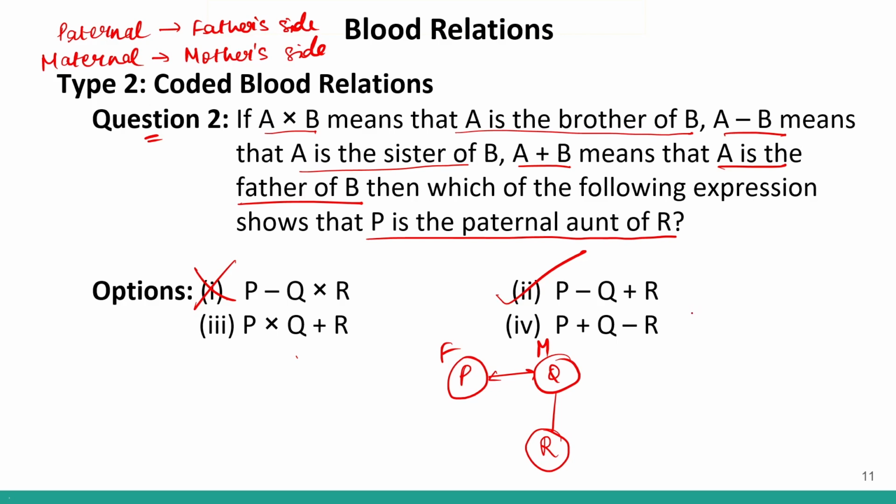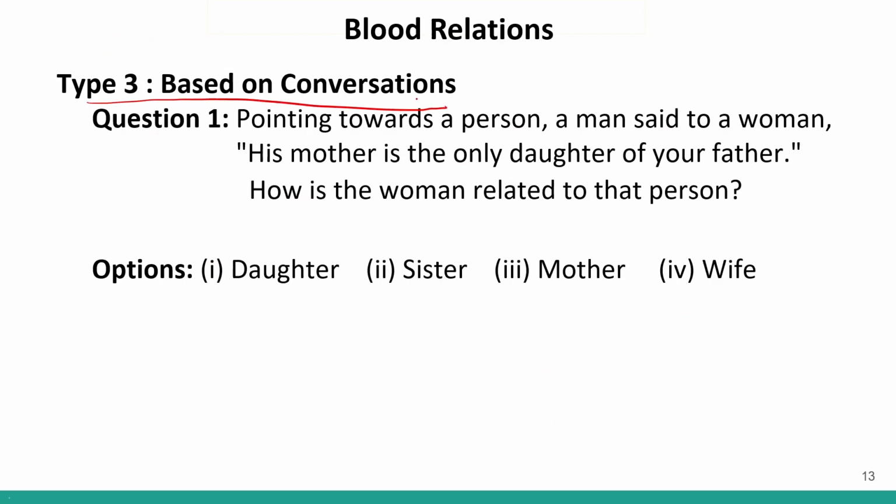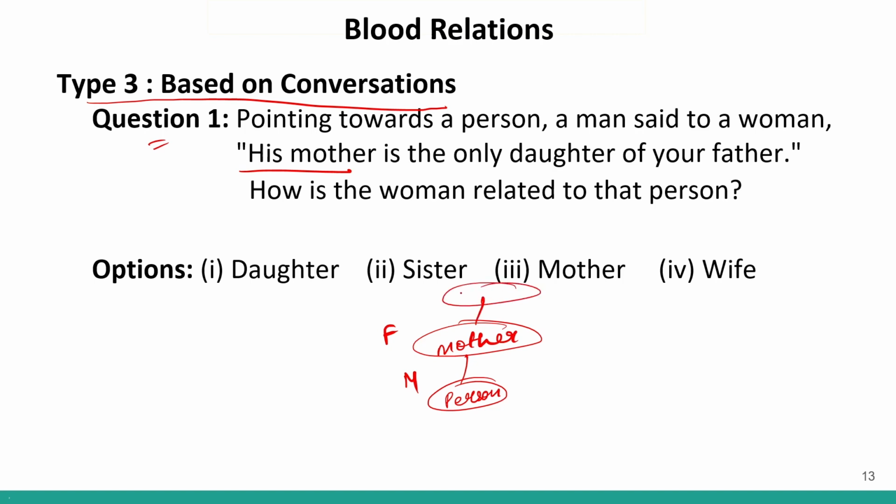Okay. So same concept, just we have coded the terms now. So now let us look at type 3, based on conversation. So question number 1 says, pointing towards a person, a man said to a woman, his mother. So the person is male now. His mother is female, is the only daughter of your father.